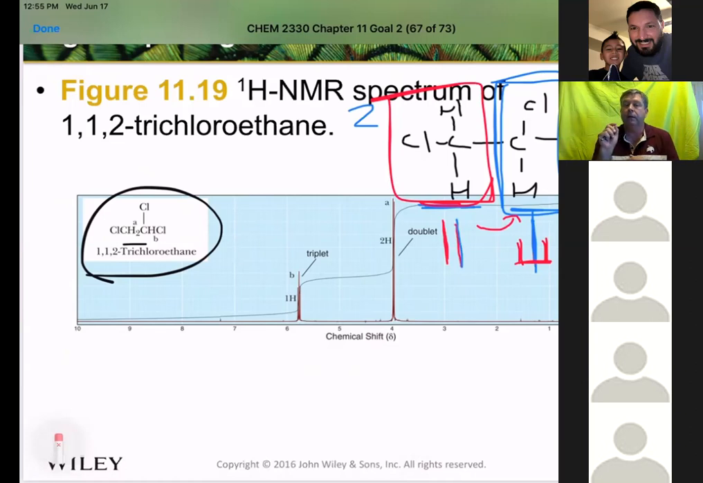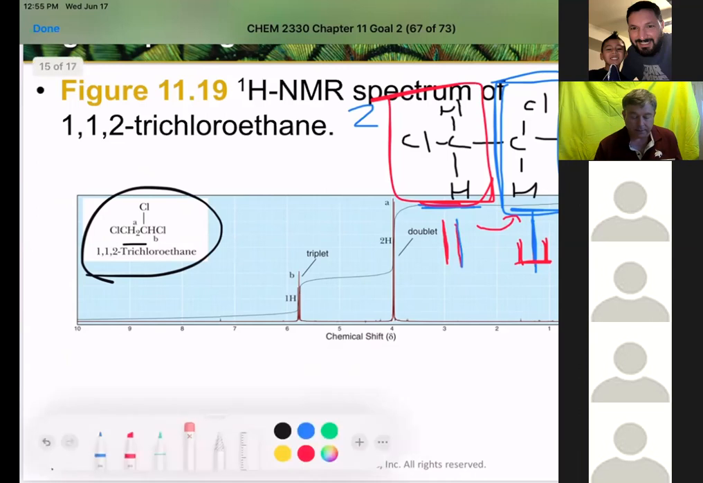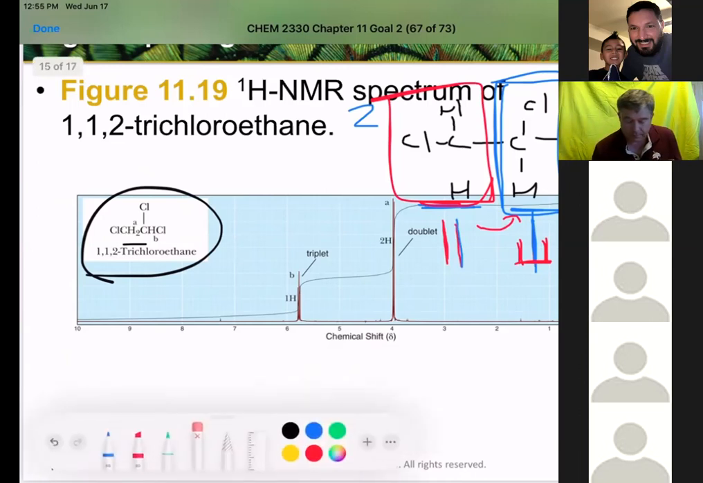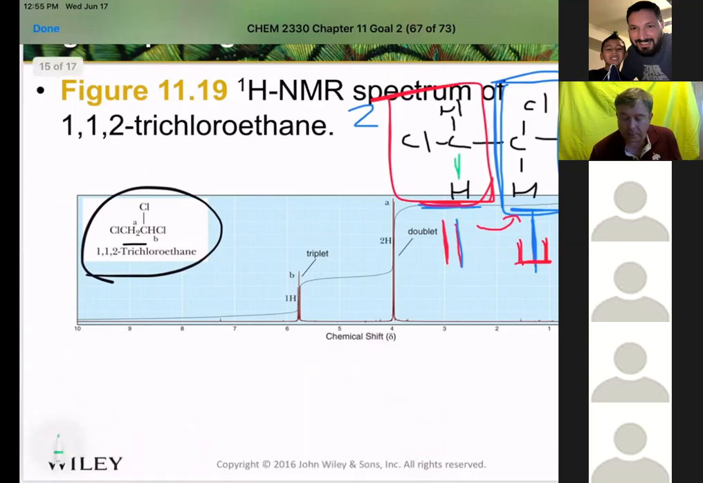Let me define adjacent to. A total of 3 bonds. Let's look at that. There is 1 bond here. There's 1 bond here between this hydrogen, 1 bond here, and 1 bond here. A total of 3 bonds. No more.